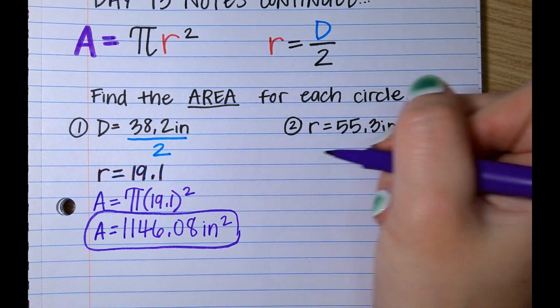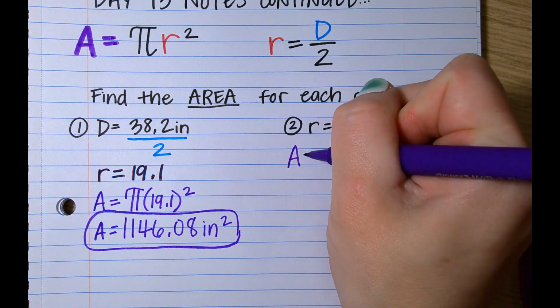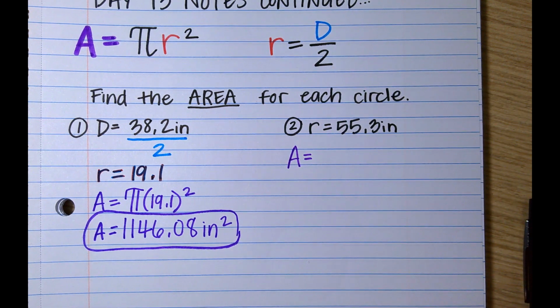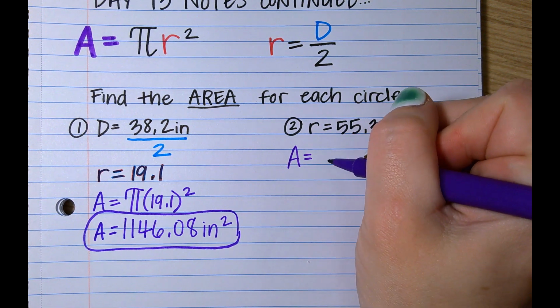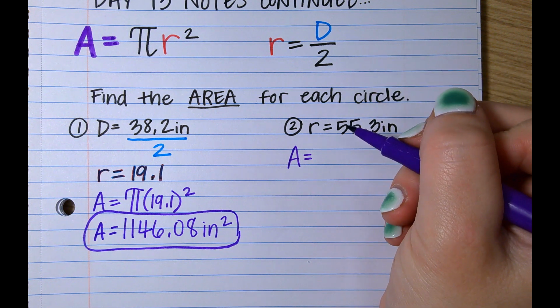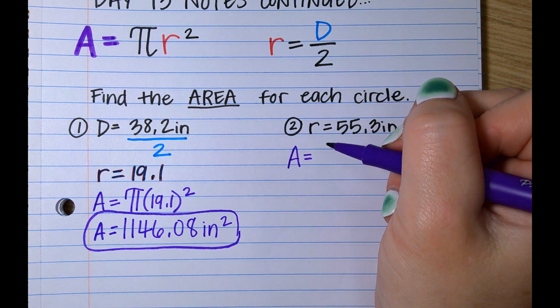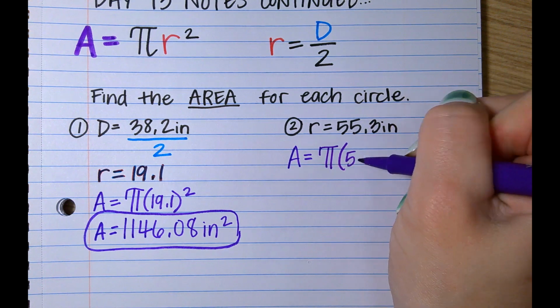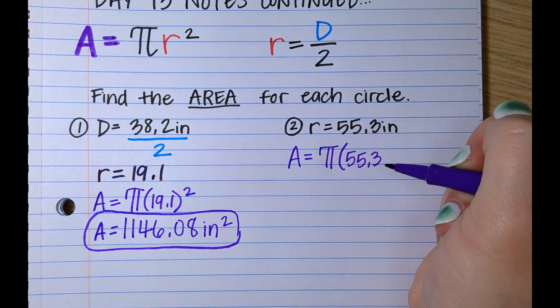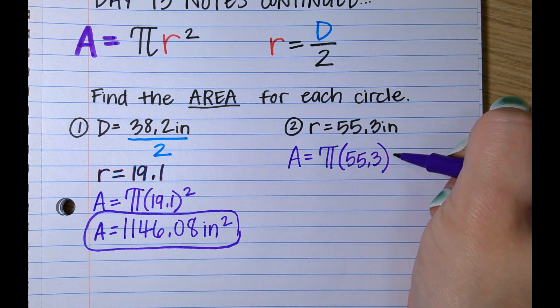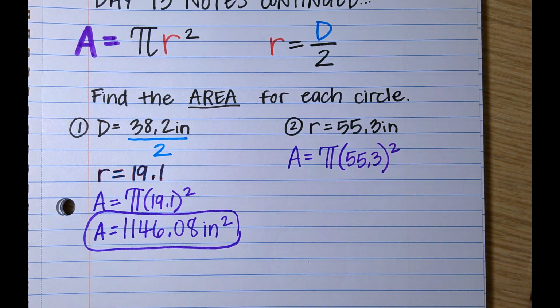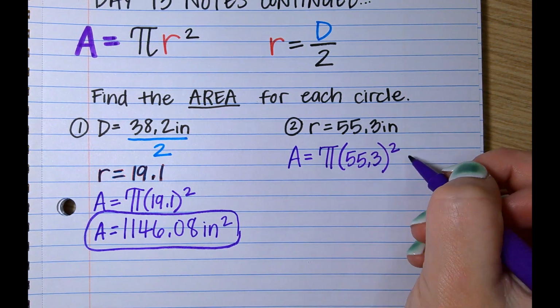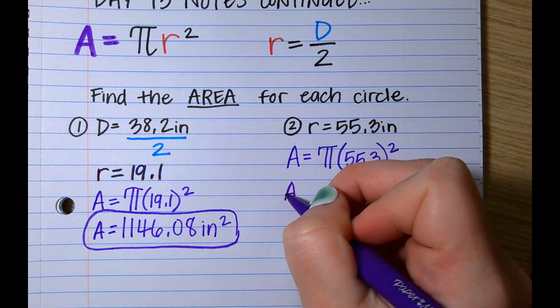So I'm going to write my area equals, and what am I writing or typing in? Second pi, 55.3 squared. Enter. And we get a big number.